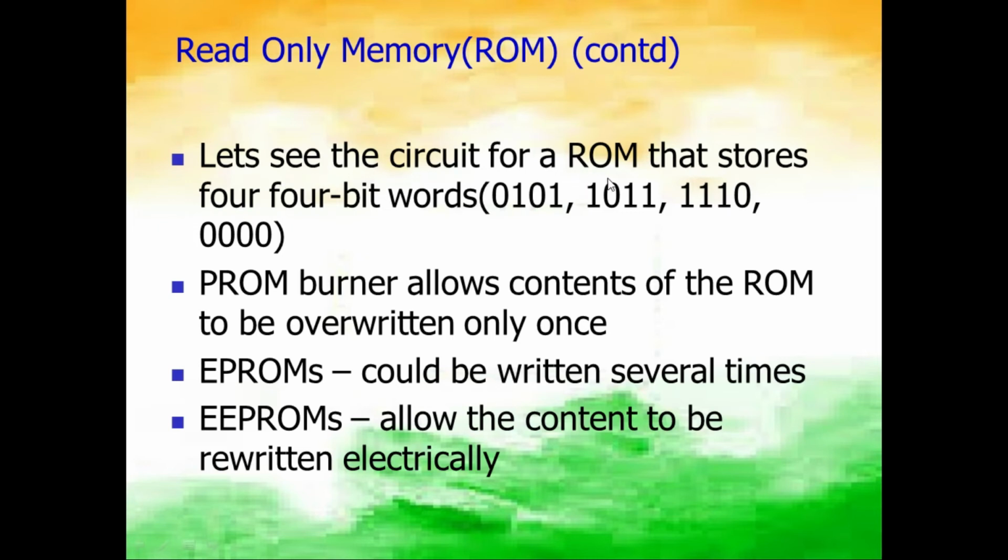Let's see the circuit for a ROM that stores 4-bit words. I'll show you the ROM and the PROM, programmable ROM burner. Basically, in PROM there is a burner which allows the content of the ROM to be overwritten only once, and there is one more type of ROM, which we call EPROM, that could be written several times. There is one more ROM, which we call EEPROM, that allows the content to be rewritten electrically. That is what we call electrically erasable PROMs. So let us move forward.